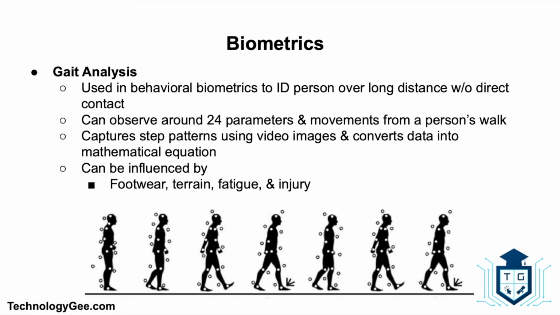Next, we have gait analysis. Gait recognition is an indicator that is used in behavioral biometrics to identify a person over a long distance without direct contact. When a person walks, it is possible to observe around 24 individual parameters and movements that form the uniqueness of the gait. Gait biometric systems capture step patterns using video images and then convert the data into a mathematical equation. Gait as a biometric measure can be influenced by several factors, including footwear, terrain, fatigue, and injury.